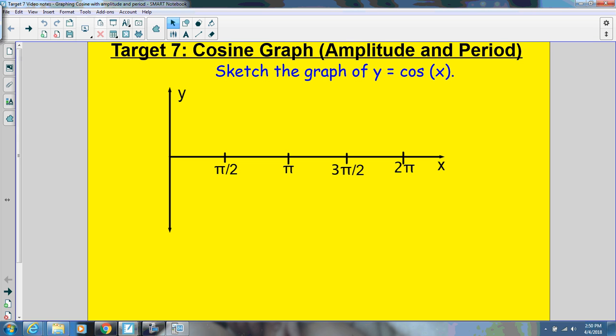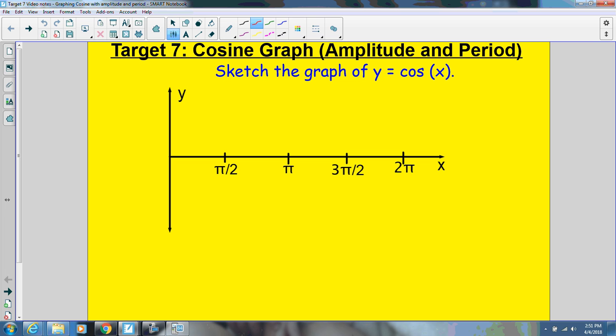Okay, so today we're looking at target 7. Today we're going to be looking at the cosine graph. We're going to be changing the amplitude and period just like we did yesterday. But remember, yesterday we were working with the graph of the sine function.